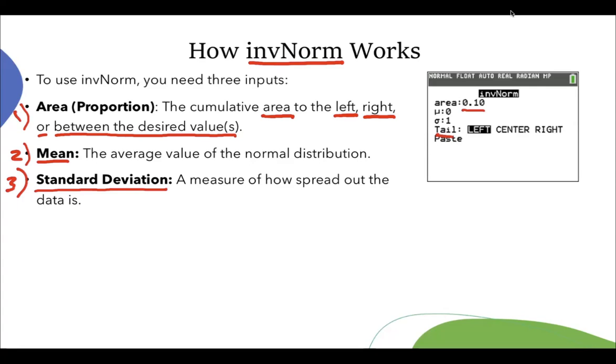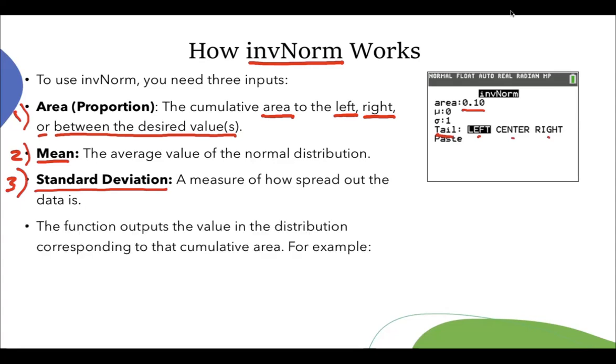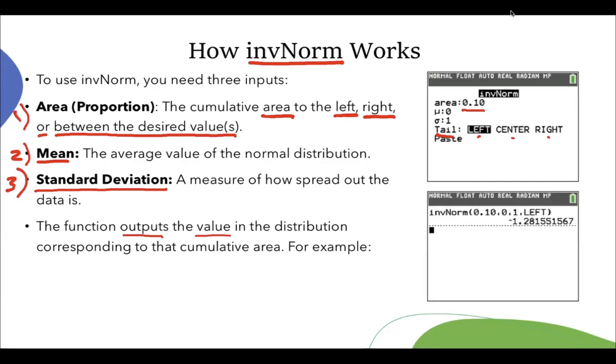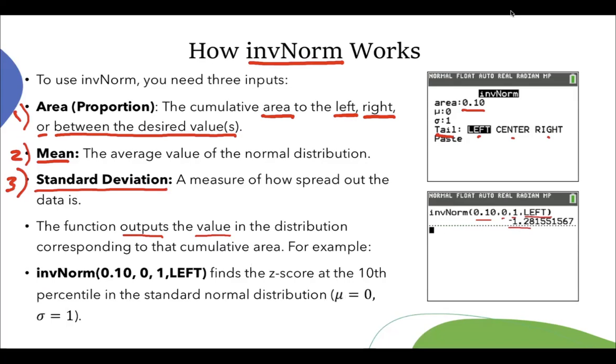Where it says tail, you specify the direction: left, right, or center. The function will give you in return the data value in the distribution that corresponds to that cumulative area. For example, if we put in 0.10, 0, and 1, and we do left, we are going to get out negative 1.28, and that would be a z-score for the 10th percentile.